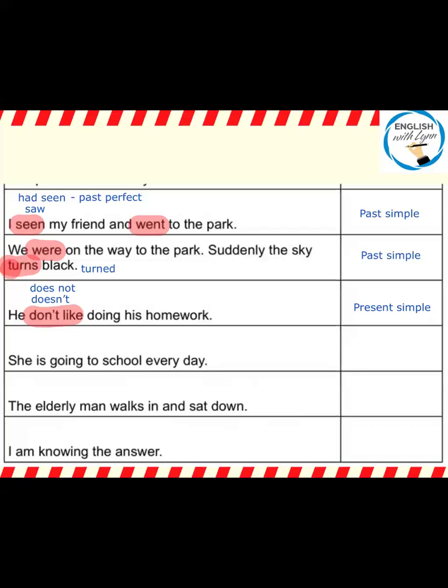And then this one here, "she is going to school every day." Now the fact that it has this bit here, every day, if you do something every day, that is showing routine, okay? And if you know about your tenses, to show routine, you don't use the progressive tense. You would use the present simple to show routine. So we need to change that to "she goes to school every day." So we are changing it to present simple, okay?